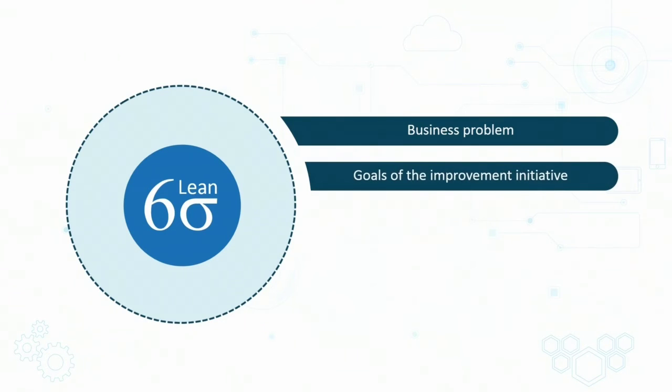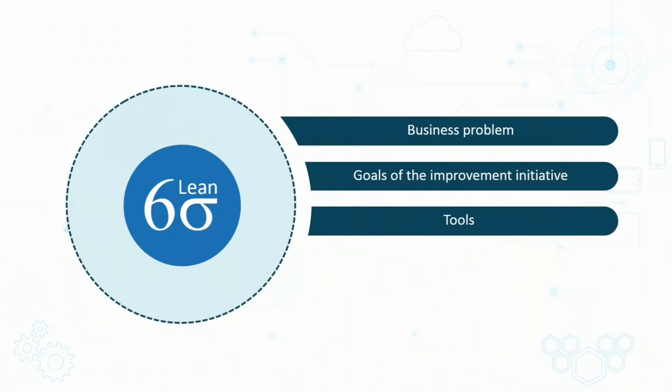The goals of the improvement initiative was the second element. The goals were to reduce lead time, eliminate waste, and improve efficiency. Next are tools. A full complement of lean tools and techniques was used, including value stream mapping, cross-functional teams at the worker level, Gemba, Kaizen events, and Poka-yoke.